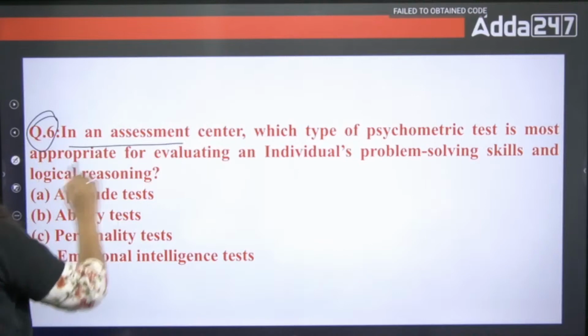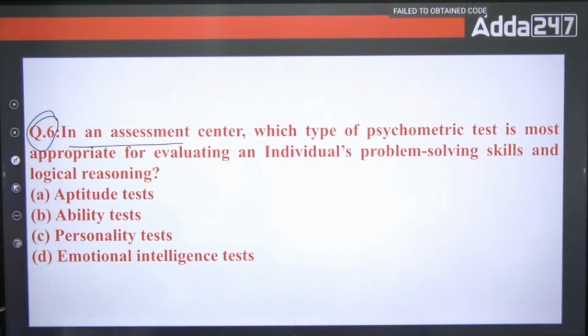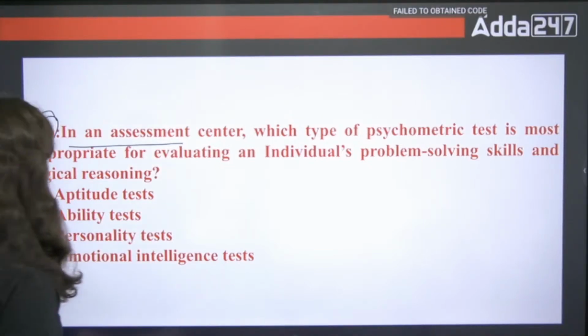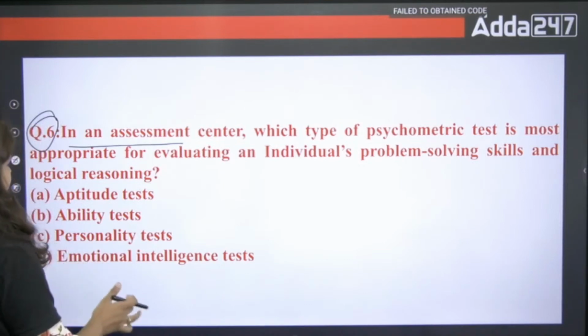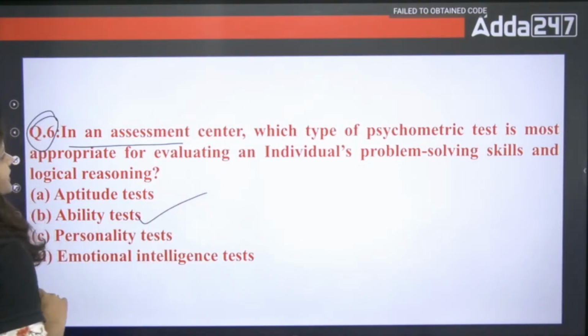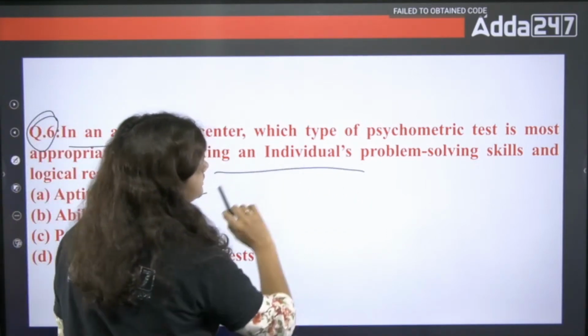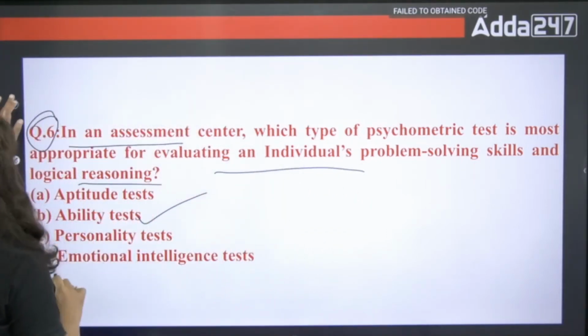Question number 6. In an assessment center, which type of psychometric test is most appropriate for evaluating an individual's problem solving skills and logical reasoning? Just check the options here, right? That is aptitude test, ability test, personality test, EI test. The right answer here is the ability test. In an assessment center, this type of ability test is the most appropriate, through which you can identify and evaluate an individual's problem solving and logical reasoning, right?